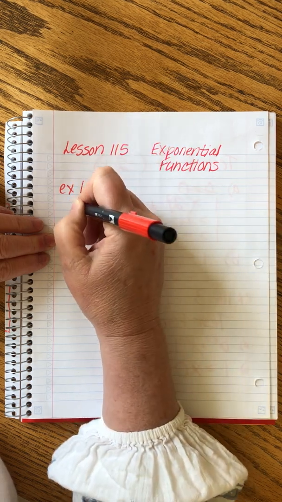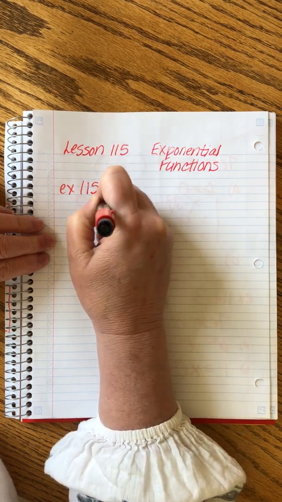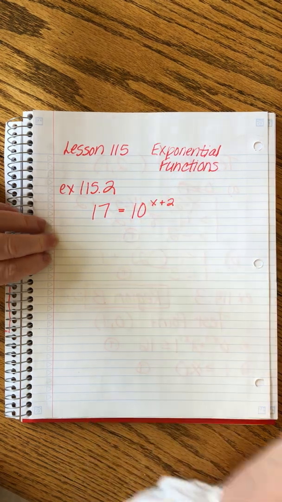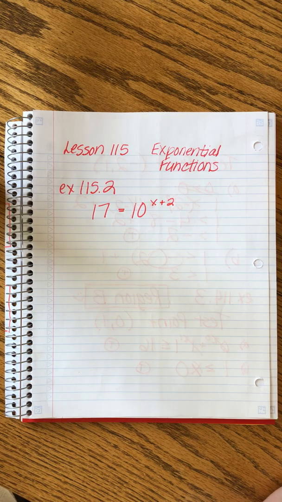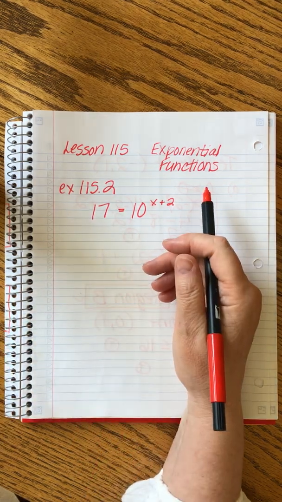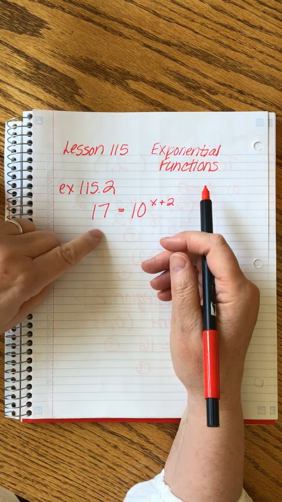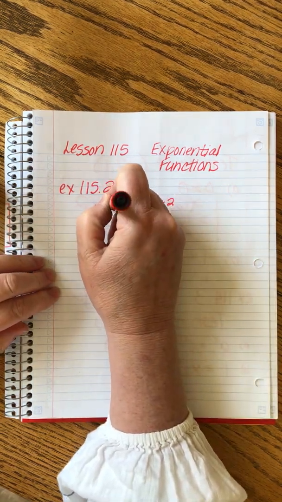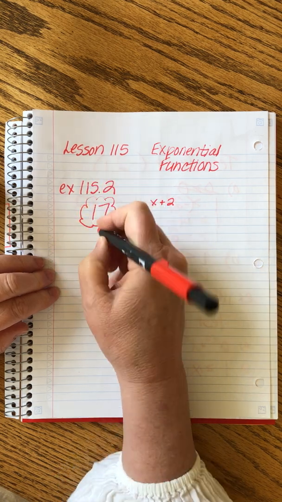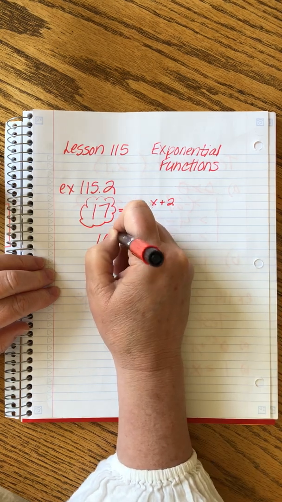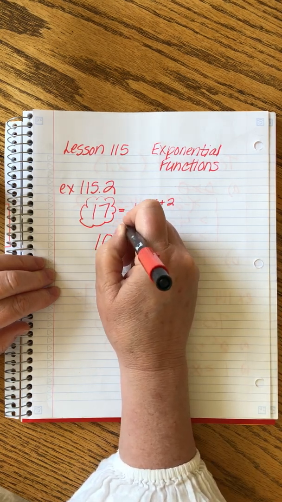What if we have an expression like this? It's an equation that we want to solve. Okay, so we've got on the left side 10 with an exponent, and on the right side we've got 17. How can we solve that? What we want to do is turn this 17 into 10 with an exponent on it.